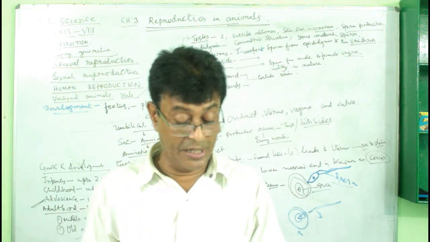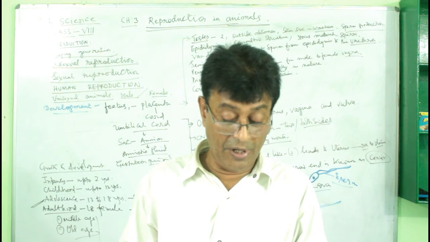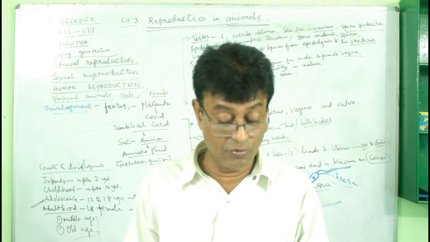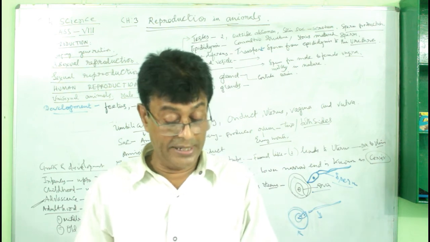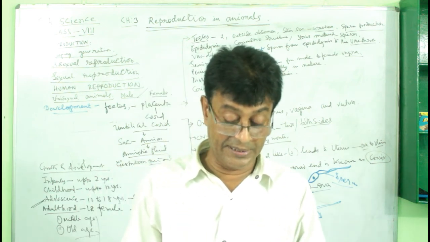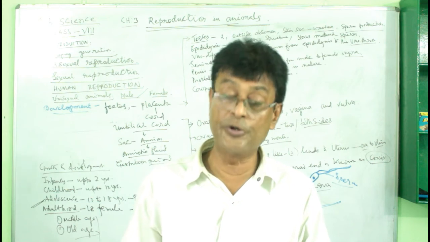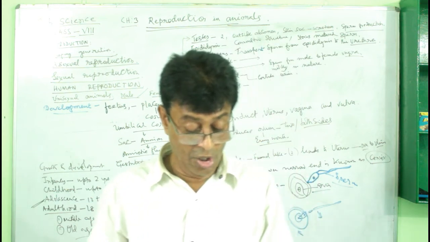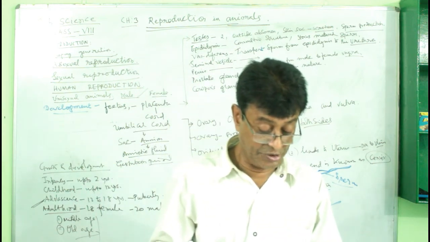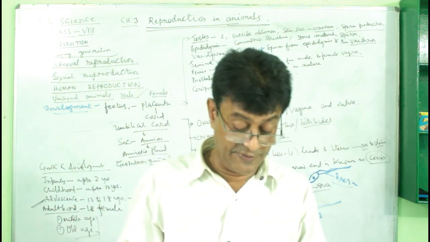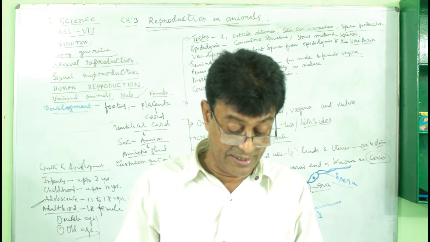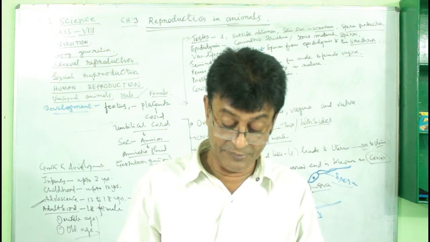In asexual reproduction, the fusion of two gametes, male and female, does not occur, while in sexual reproduction, the male and female gametes undergo fusion to produce an embryo. Question number 2. The male reproductive system consists of testis, epididymis, vas deferens, seminal vesicles, penis, prostate gland, and Cowper's gland.